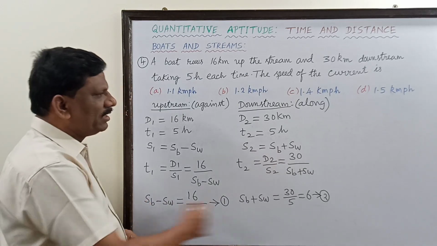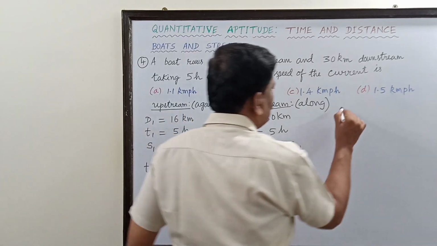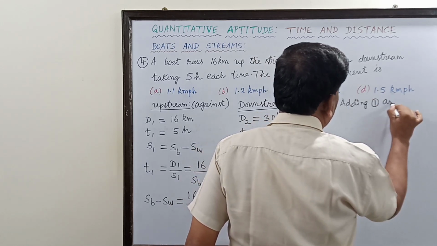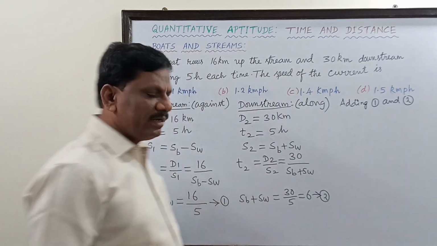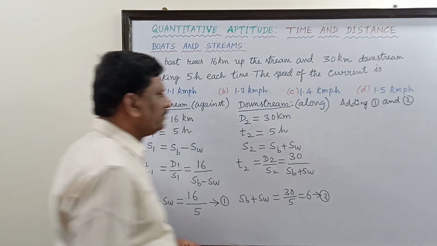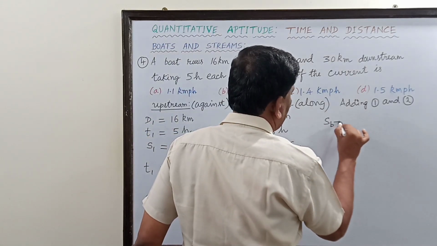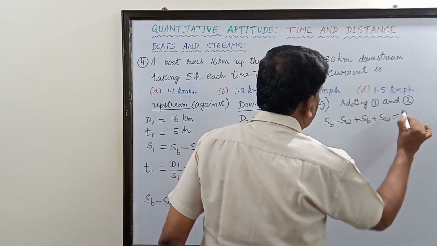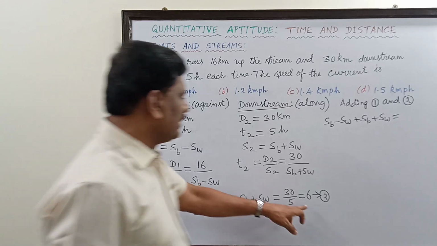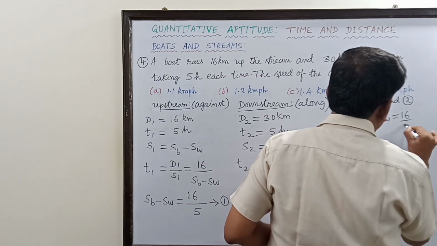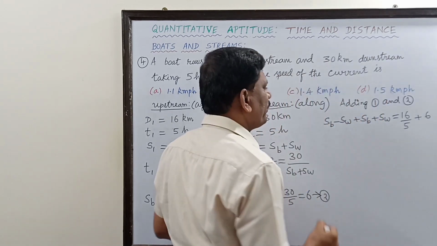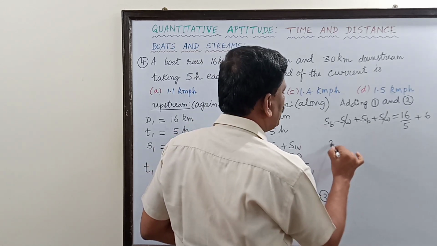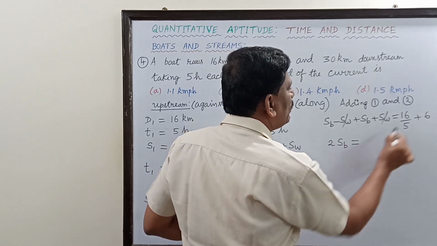Now I will add equations 1 and 2. Okay. So adding equations 1 and 2. The left hand sides are what? SB minus SW plus SB plus SW, and on the right hand side we add 16 by 5 plus 6. Now SW minus SW get cancelled. SB plus SB is what? 2SB is equal to 16 by 5 plus 6.